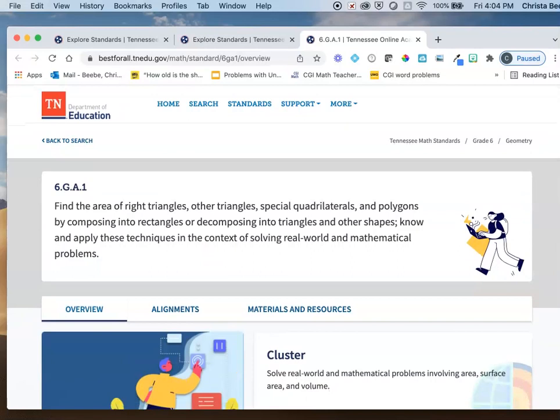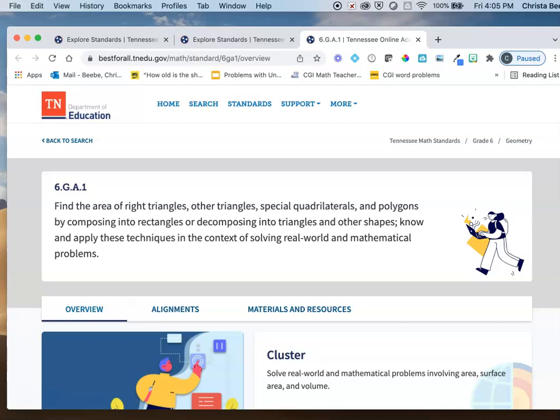So when I look at this and read through this standard, I notice a few things that make me think that the rigor here is really focused on conceptual understanding. In this standard, it calls out for students to find the area of a shape by composing it into rectangles or decomposing it into triangles and other shapes. Composing and decomposing shapes builds students' foundational understanding of the area formula for various shapes.